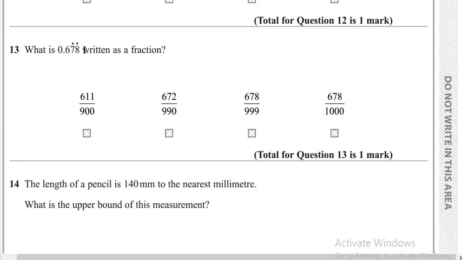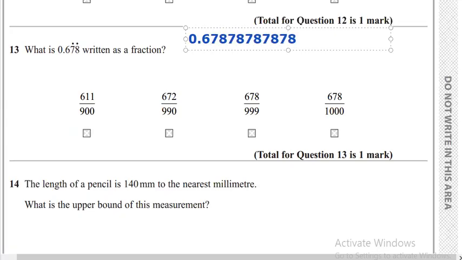The two dots here means what? It means repetitive or repeating the number, or recurring decimal. It means we are repeating the 7 and the 8. So it will look like this: 0.67878787878. Some calculators at the end will round the 8, will make it 9, and some of them will round the 7, will make it 8, like this: 8, 8. So it depends on the size of the calculator.